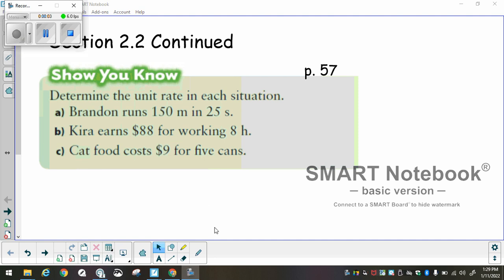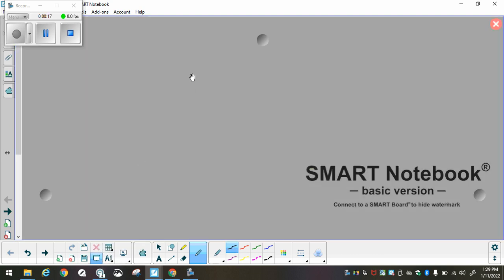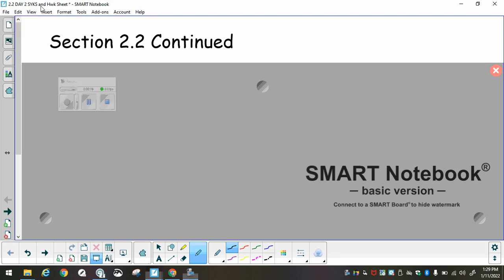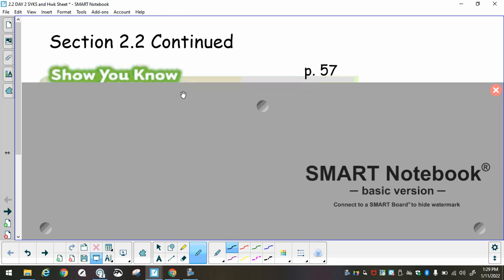Welcome back. Today we're going to look at section 2.2 once again, and we are going to start with a review of what we learned yesterday about rate. So on your loose leaf, I would copy section 2.2, rate, and just a quick review.